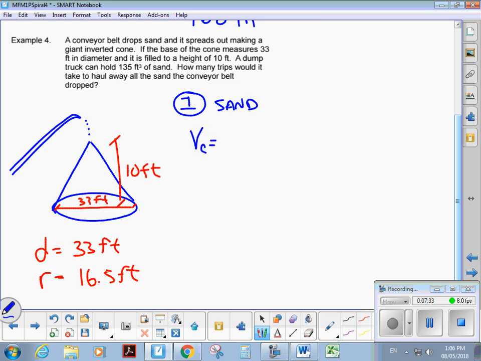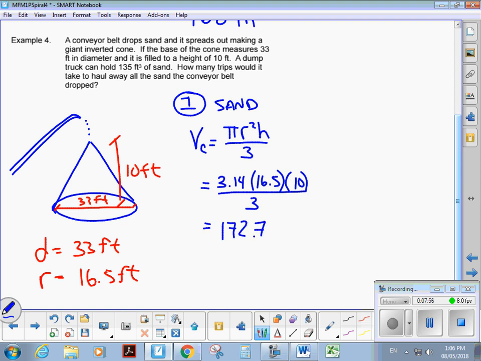It's the volume of a cone, pi r squared h divided by 3. Pi is 3.14. We figured out the radius, 16.5. Multiply that by the height, which is 10. So 3.14 times 16.5 times 10, divide that by 3. So there is 172.7 cubic feet in that pile.